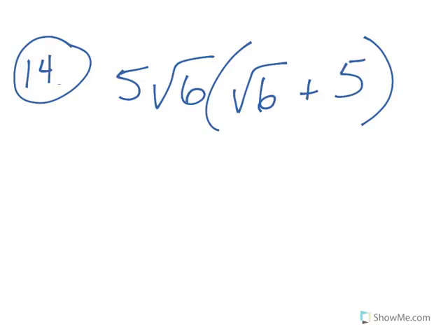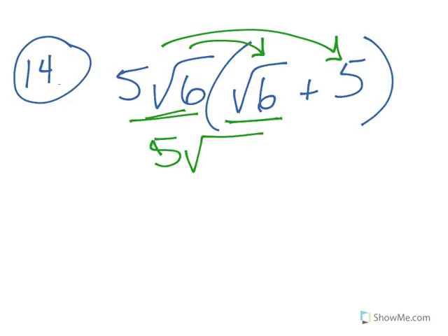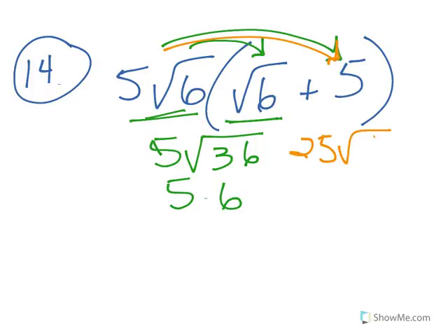Okay, so number 14. You're going to do the same thing. You're going to distribute this 5 square roots of 6 to the square root of 6 and into 5. So when you multiply these, you can only multiply the ones that are both radical. So we have 5 square roots of 36, which is good, because then the square root of 36 is just 6. So it becomes a whole number. Then you multiply this 5 square roots of 6 times 5, but that gives us 25 square roots of 6, because I'm only multiplying the 5s, the whole numbers.